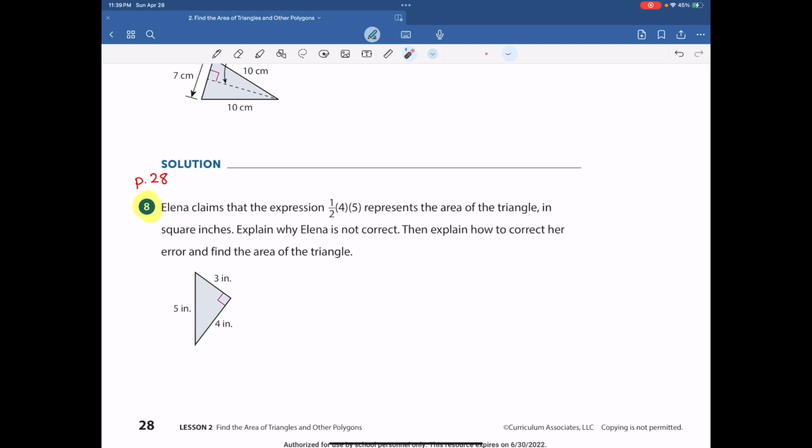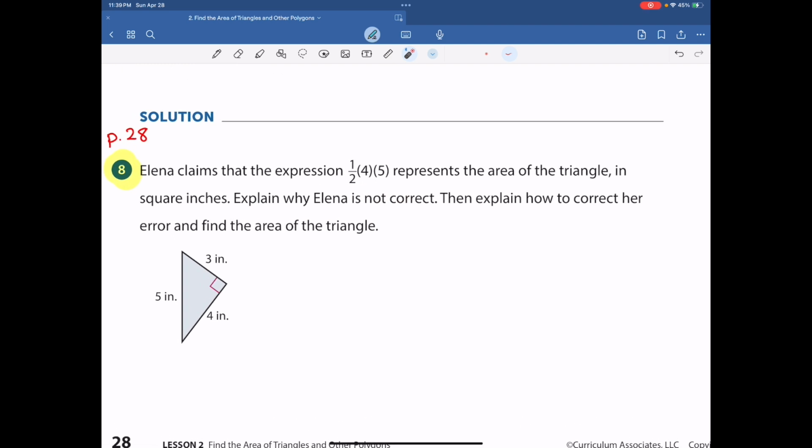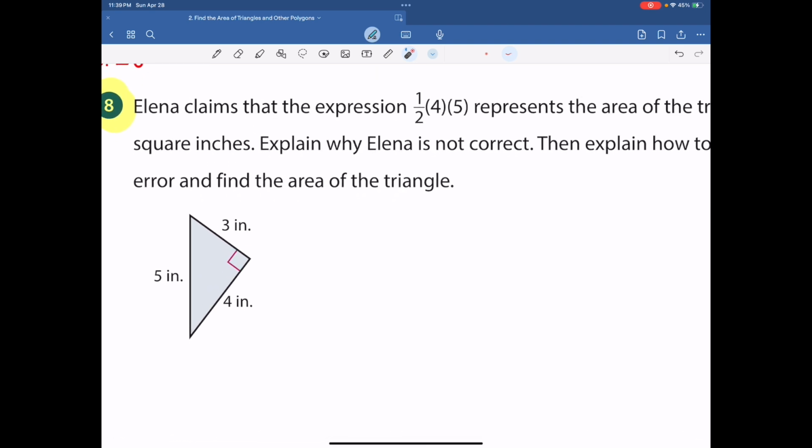We know that to find the area of a triangle, we need the base and the height. And the base and the height will always meet at that perfect square corner. So we'll call 4 inches the base, and we'll call 3 inches the height. So Elena says that 5 is either the base or the height of this triangle. And we know that's not correct because this length of 5 inches does not meet that perfect square corner right there. So Elena is wrong.